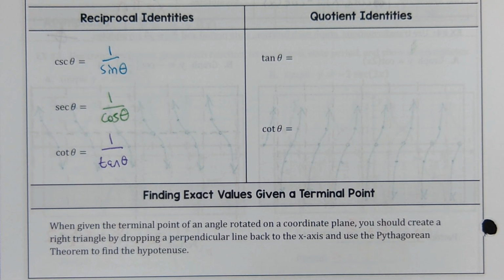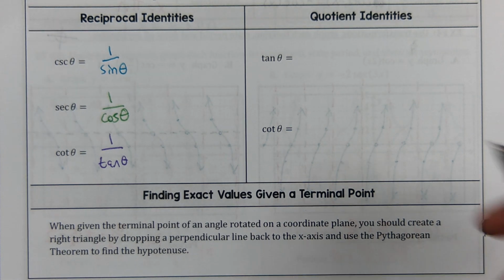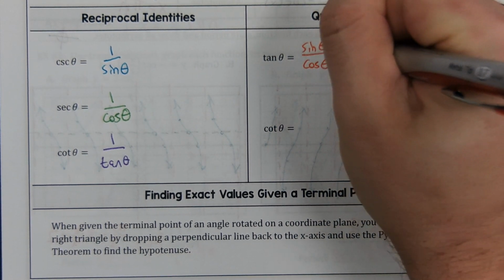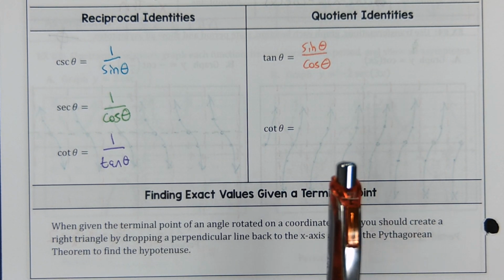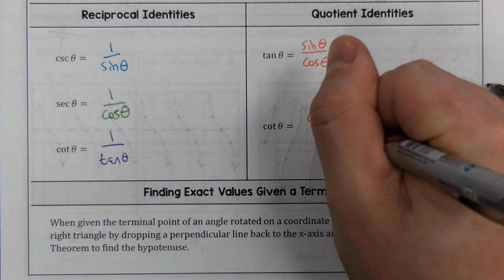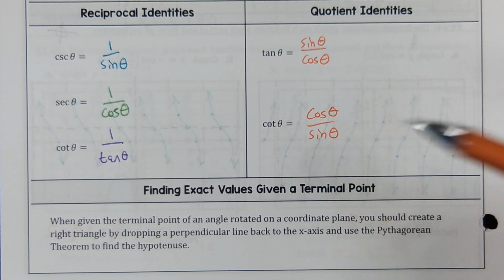The quotient identities are asking you what fraction of trig creates tangent theta. Tangent is sine theta over cosine theta. Well, reciprocal just flips a fraction over, so the reciprocal of sine theta over cosine theta is cosine theta over sine theta. Remember, y over x, x over y. That's it. Not too bad, right?